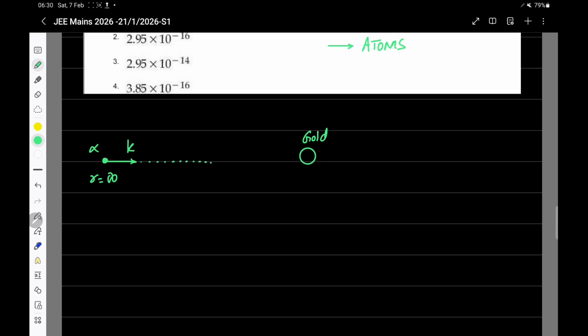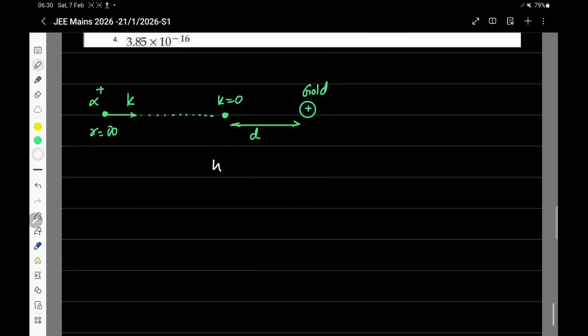So as it comes closer, it's repelled by the gold nucleus as it has a positive charge, and the alpha particle is also positively charged. Finally, when it reaches the closest distance, say d, its entire kinetic energy becomes 0. So if I apply the work energy theorem, work done by electrostatic force is equal to change in kinetic energy, because that's the only force.